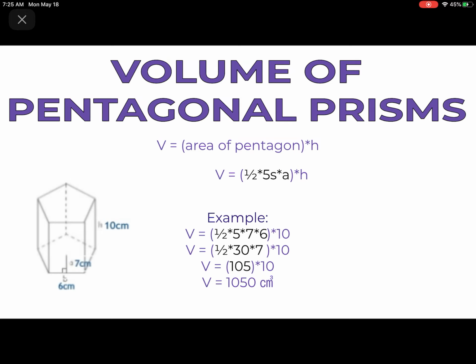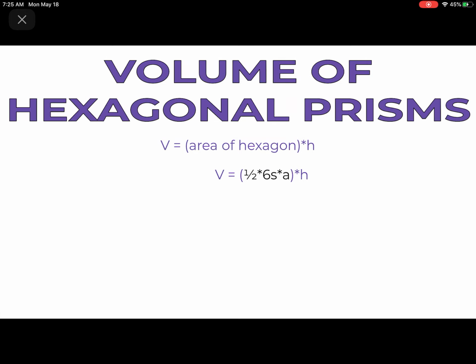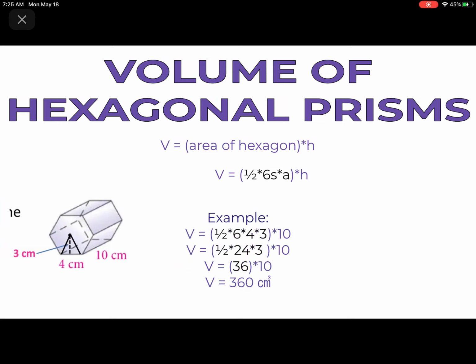All right. Moving on to the hexagonal prism. Again, the area is going to be 1/2, now with a 6. 1/2 times 6s times A times H. Okay? So on this figure, my A will be 3, my side length is 4, my height again is 10.